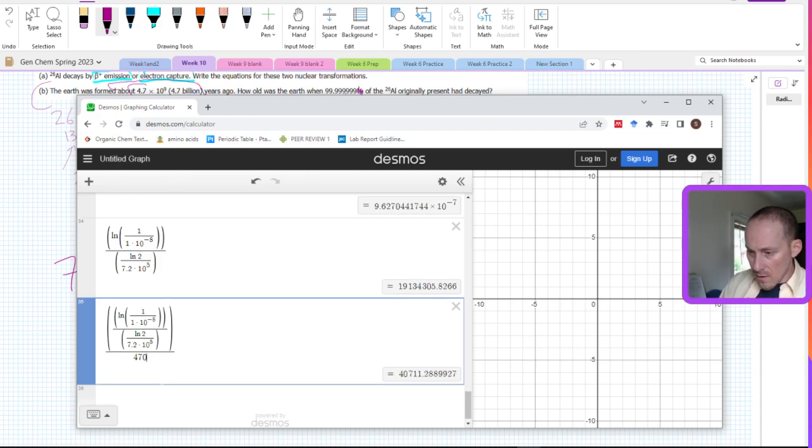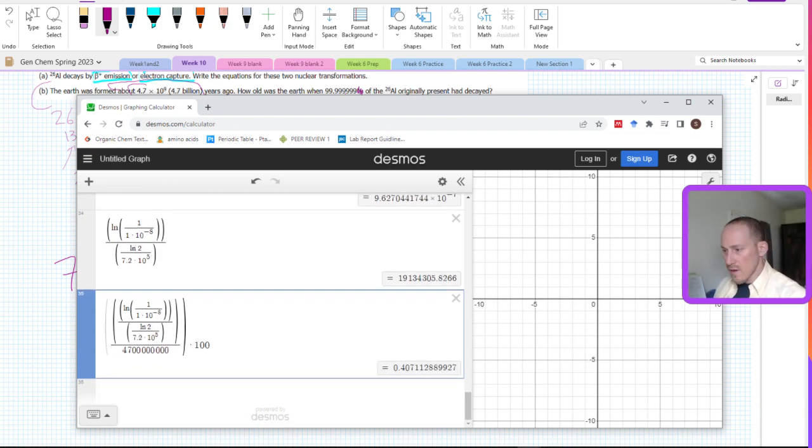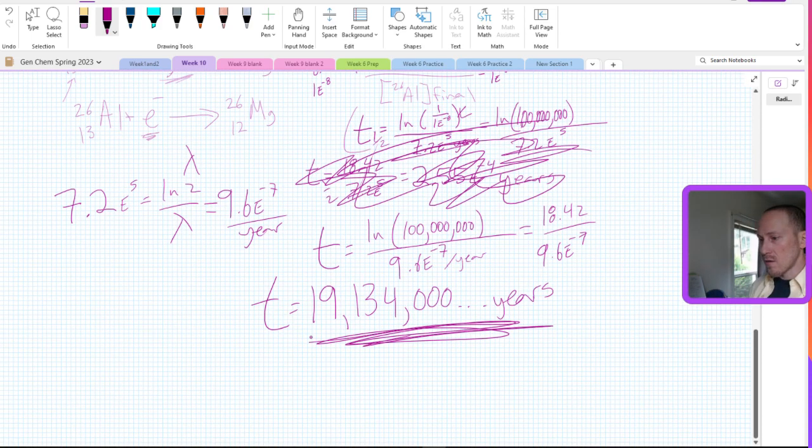4.7, 1, 2, 3, 1, 2, 3. Is that right? There's 1,000, a million. Oh, we need one more. 4.7 billion. So look at that. Let's do that whole thing times 100. That's the percentage of the Earth's life. So 0.4%. That's how long that aluminum lasted.